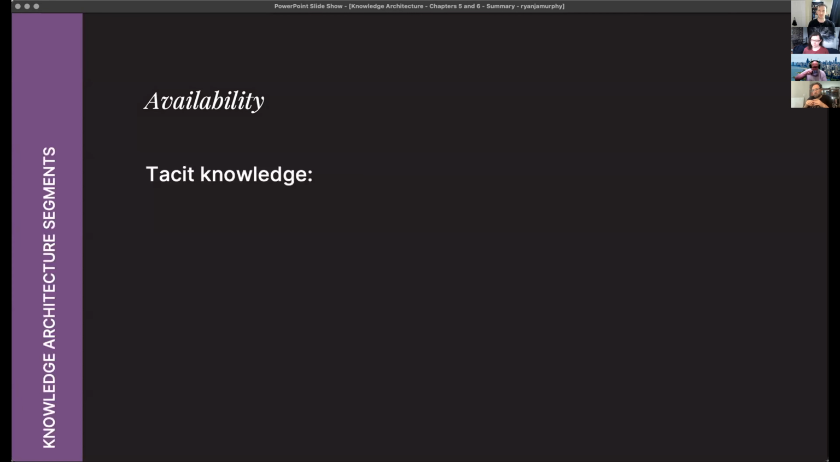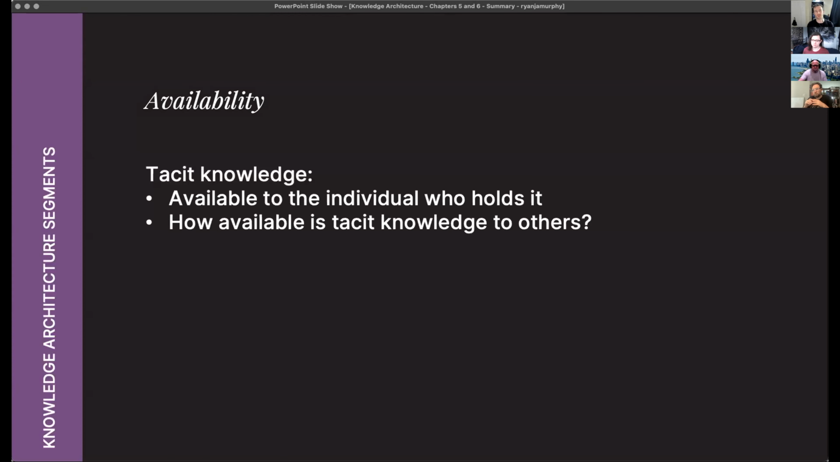And so a great example of that is tacit knowledge, this idea that people hold knowledge in their heads that is very contextual, that depends on their experience and relates to the things that they've done and the things that they are doing. But how available is tacit knowledge to others? Usually it's actually pretty hard unless you're working directly with somebody who knows how to do something. You can't access the tacit knowledge in somebody else's head.